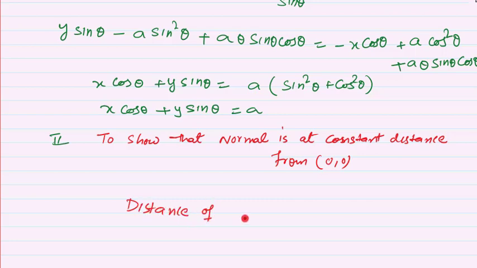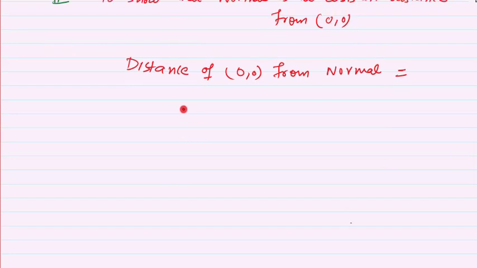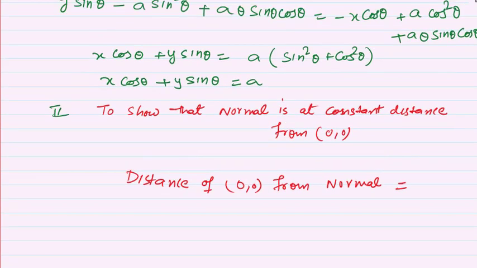Distance of (0, 0) from the normal is equal to ax1 plus by1 minus a. Here x1 means x will be replaced with 0, so this will be 0 into cos theta, that is 0. Plus again y is replaced by the y coordinate, that is 0, so again it is 0. Here a is cos theta and x1 is 0, so we are getting 0.